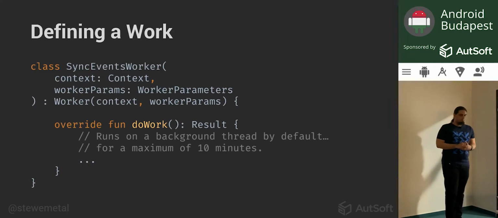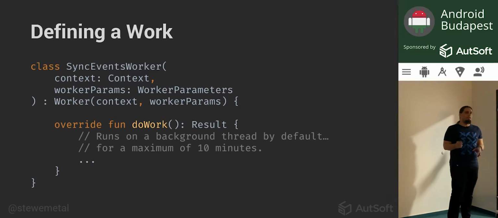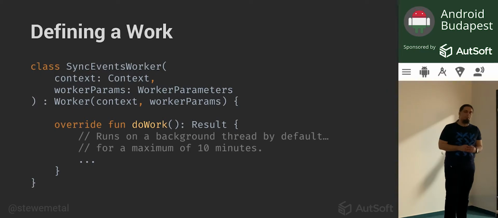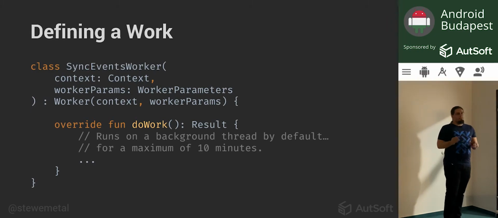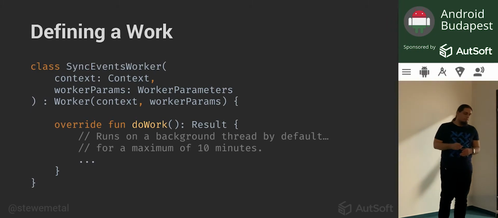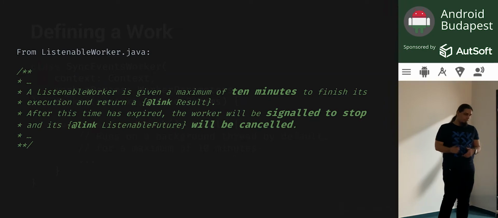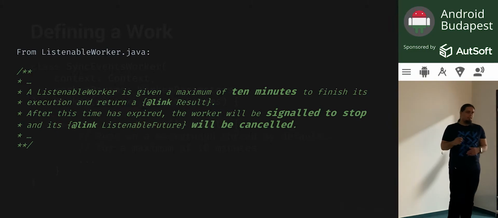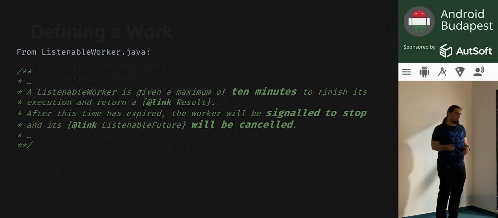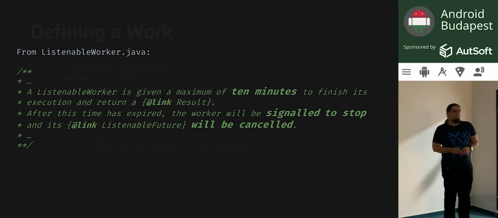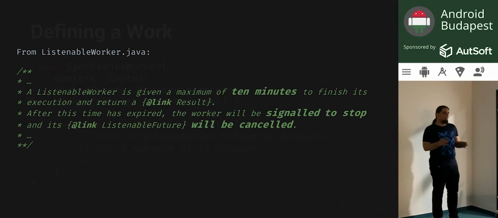Inside of this function, everything runs on a background thread by default with the default settings of WorkManager. But it has a limitation that the body of the doWork method can't run for more than 10 minutes. It's actually not well documented in the developer.android.com documentation, but well documented in the Javadoc of the code. So yeah, there's a Javadoc, and there is that 10-minute limit. And after those 10 minutes, if the work is still running, then the work will be signaled to stop, and it will be cancelled in the end.